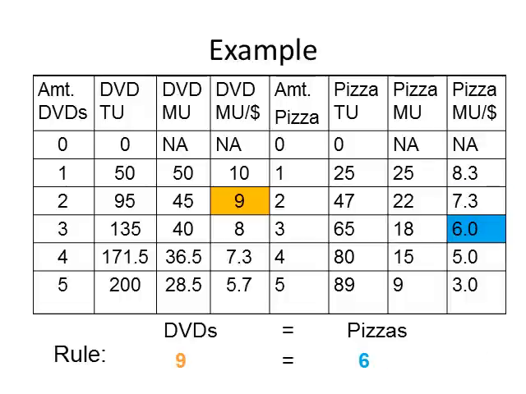Moving one row down the pizza MU divided by dollar sign column, the DVD MU divided by dollar sign is 9, and the pizza MU divided by dollar sign is 6. And since 9 is not equal to 6, Colleen will choose not to consume at this point.